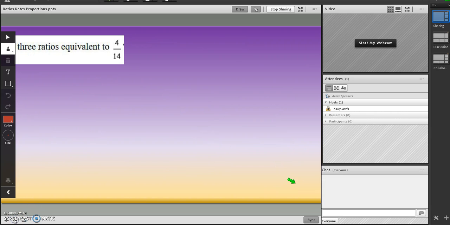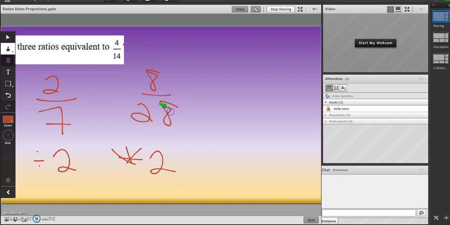Let's find 3 ratios that are equivalent to 4/14. One of them might be 2/7, if we divided everything by 2. One might be 8/28 if we multiplied everything by 2. One might be 12/42 if we multiplied everything by 3. So those are all equal fractions and also equivalent ratios.